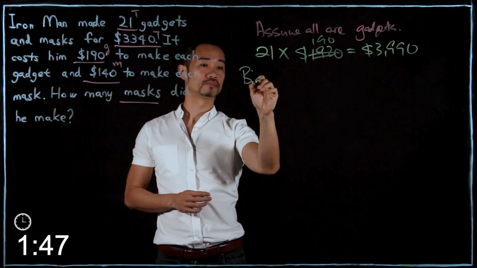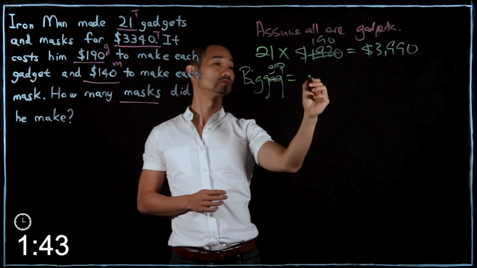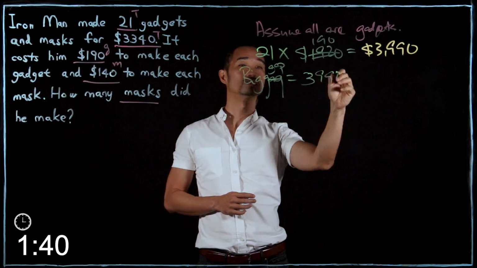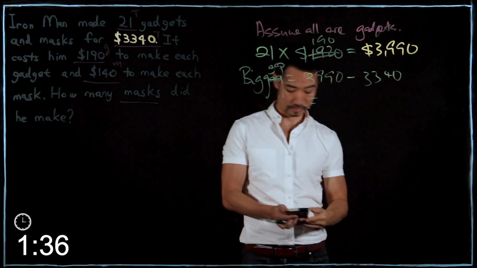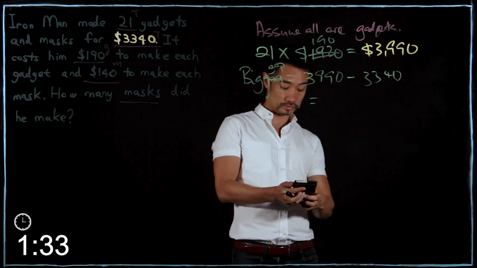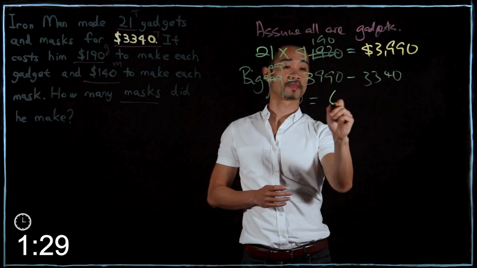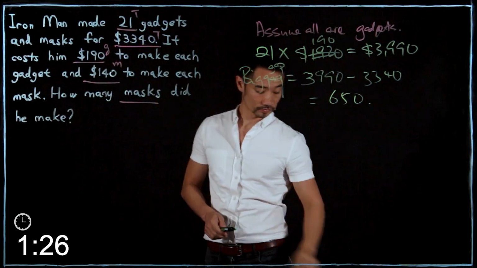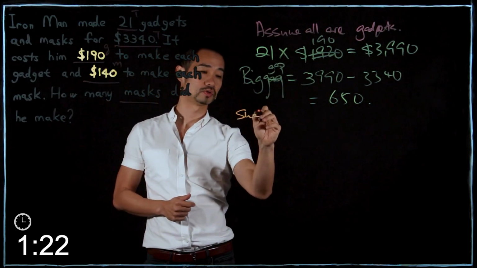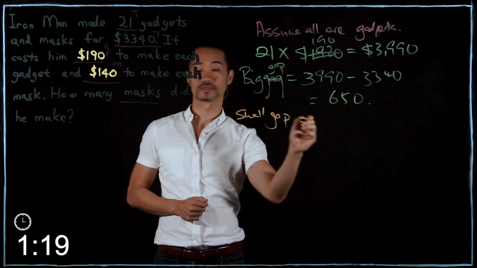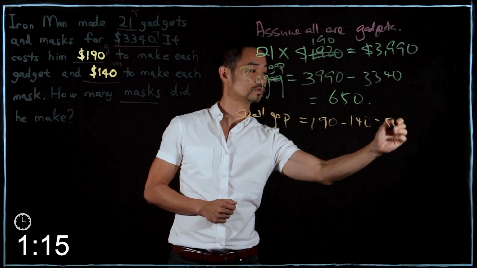Okay, so then I find what is the big gap. So big gap equals to 3990 minus 3340. I get 650. All right, then teacher say that I need to find what is the small gap. So small gap is between these two. So small gap is equals to 190 minus 140 is 50.